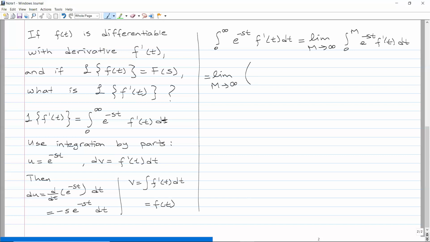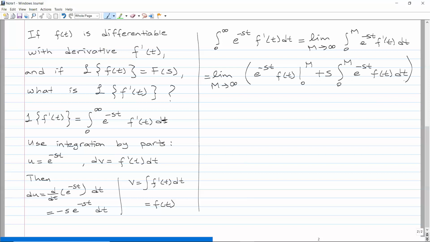So what is integration by parts? I have u times v. So v is f(t), u is e to the minus st, f(t), t from 0 to m, minus integral from 0 to m of v times du. But du has the coefficient minus s, so the coefficient of the integral becomes plus s, integral from 0 to m, e to the minus st, f of t. Now v is f of t.